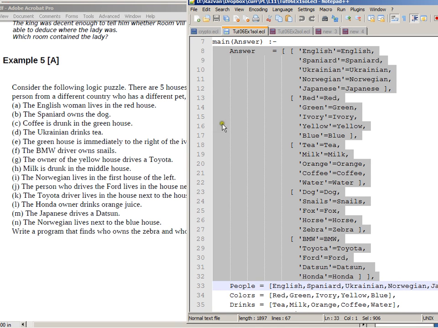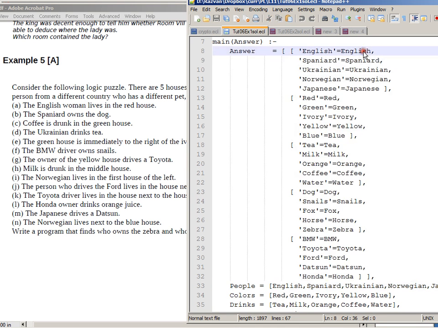But you can see already the variables that we're going to be using: English, Spaniard, Ukrainian, Norwegian, Japanese. These are names of people. Red, green, ivory, yellow, blue are houses. Tea, milk, orange, coffee, water are drinks. Dogs, snails. Imagine somebody has snails as pets. Dog, snails, fox, horse, zebra. Right, so these are the pets, and these are a mix of cars: BMW, Toyota, Ford, Datsun, and Honda.